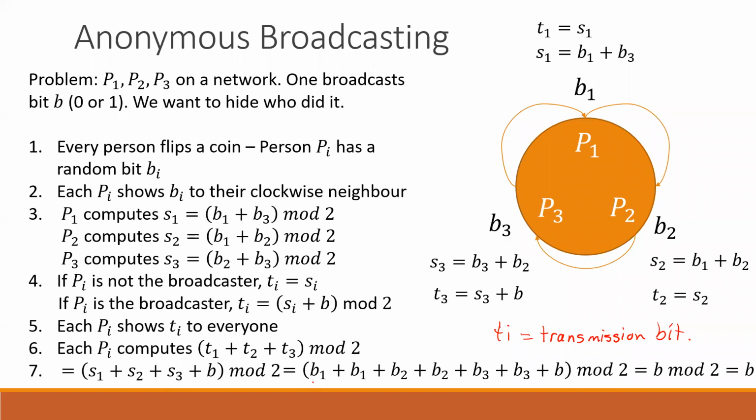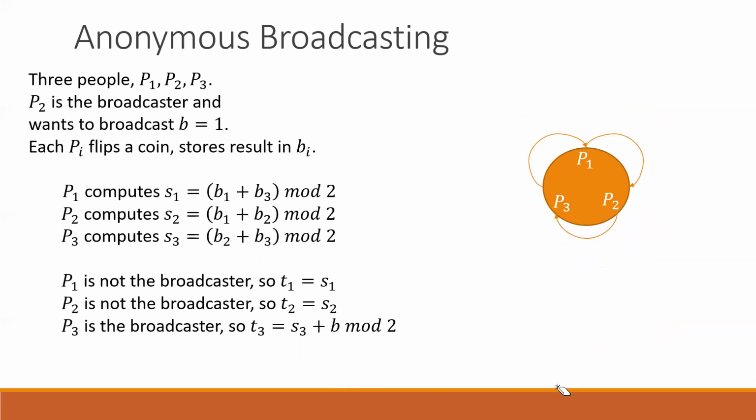And if I break down all of the S1 plus S2 plus S3, I get B1 plus B1 plus B2 plus B2 plus B3 plus B3 plus B. And that evaluates down to B for the reasons that we described earlier, that any bit plus itself mod 2 is equal to 0. So these all become 0, and all we're left with is B. All right, so other questions?